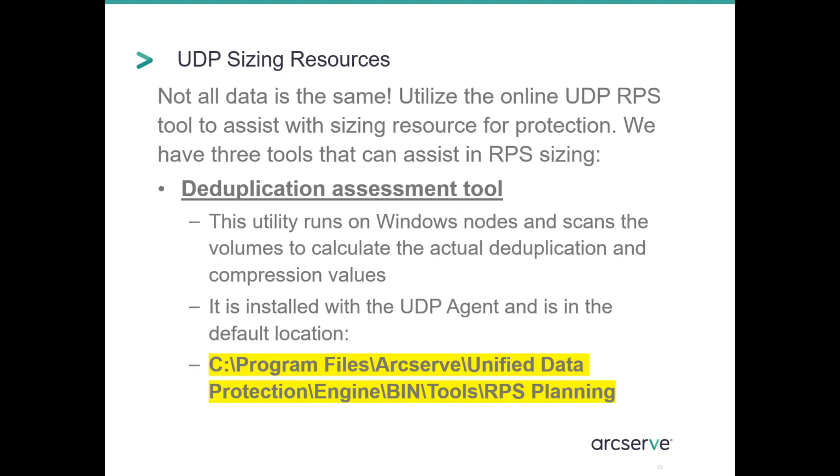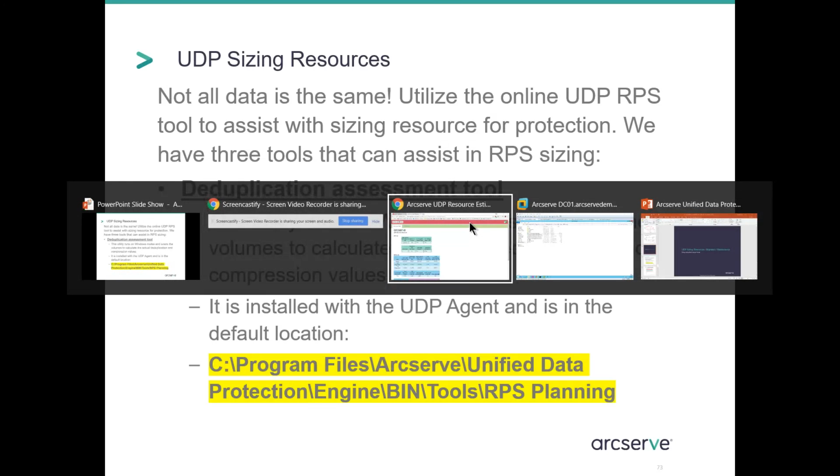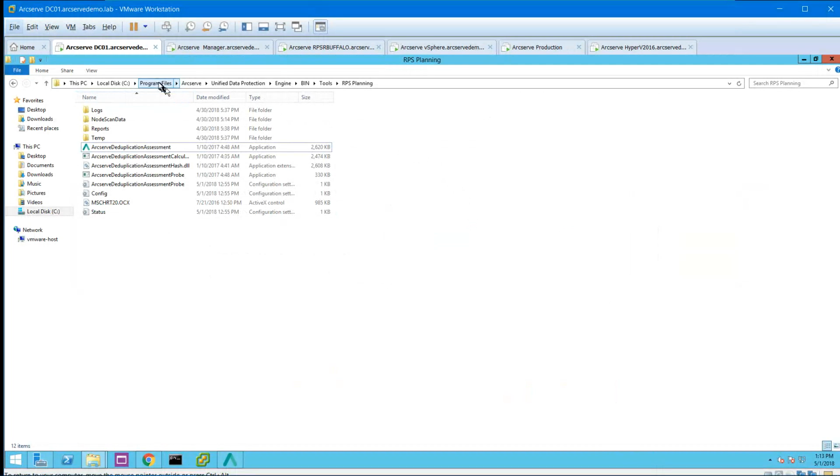You can find these tools at Program Files, Arcserve Unified Data Protection, Engine, Bin, Tools, RPS Planning. You'll then find our Arcserve deduplication application.